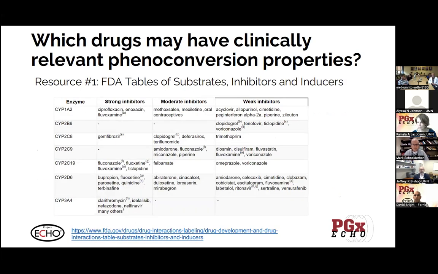So which drugs have clinically relevant phenoconversion properties? I'll give you 2 resources. The first are the FDA tables of substrates, inhibitors, and inducers. What I'm presenting here is a screenshot of the enzyme inhibitor table. So you have a list of drug metabolizing enzymes over here on the far left, and then categories of strong inhibitors, moderate inhibitors, and weak inhibitors as defined by some specific criteria by the FDA.